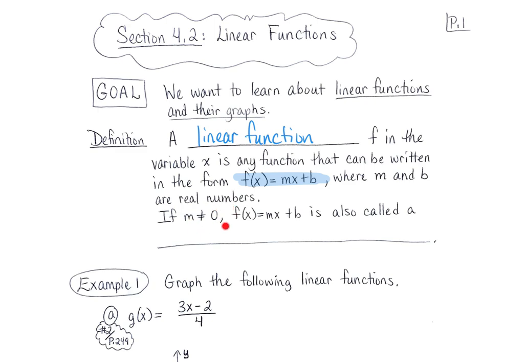If m is not equal to 0, f of x equals mx plus b is also called a first degree polynomial function. And it's called first degree because the degree on x is an understood what? 1. Very good. So that's why it's called first degree, because the exponent on x is an understood 1 here.